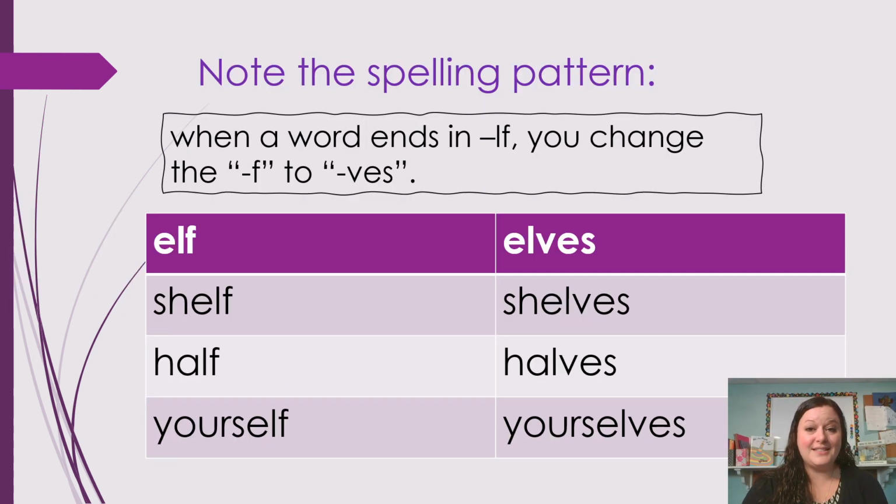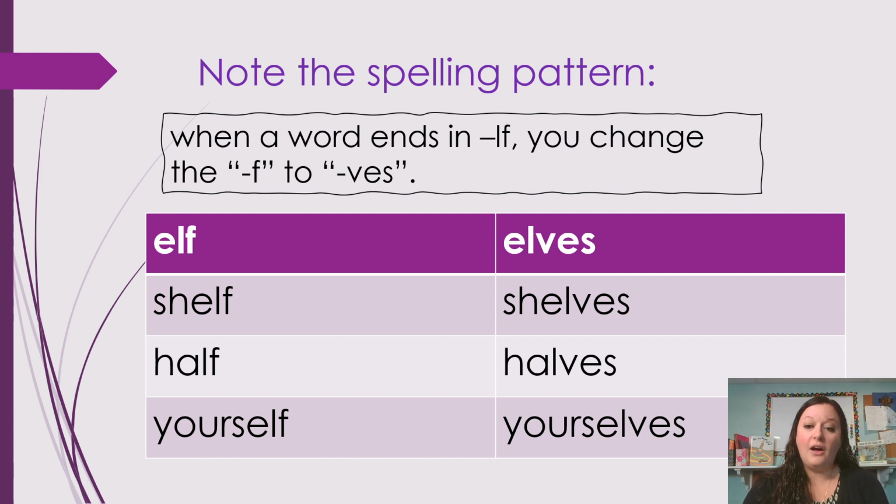You might have noticed that reflexive pronouns have a special spelling pattern. When we have a singular noun or pronoun that ends with an L and an F, you have to change that F to a V and add ES to make the word plural. For example, if we have one elf, we'd have an L and an F at the end of that word. But if there's more than one elf and there are many elves, we have to take that F and change it to a V and add ES to make the word elves.